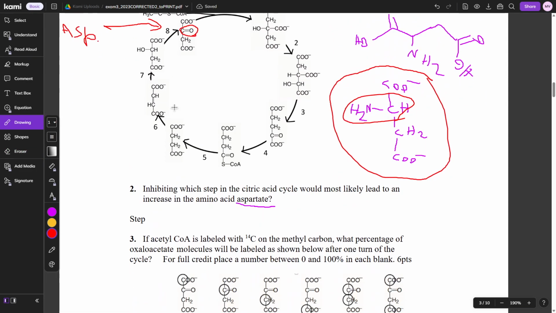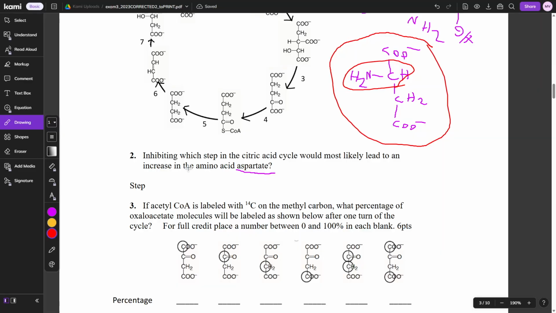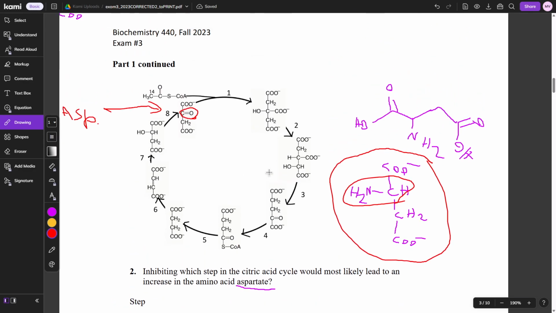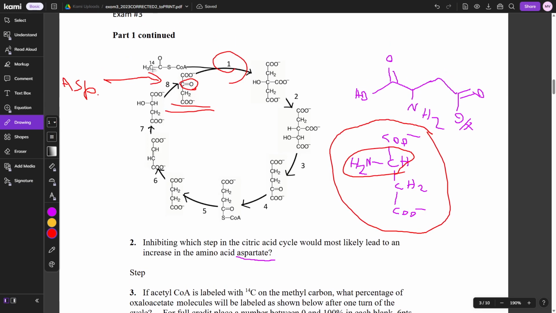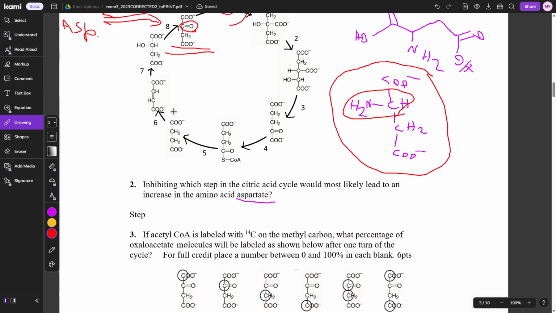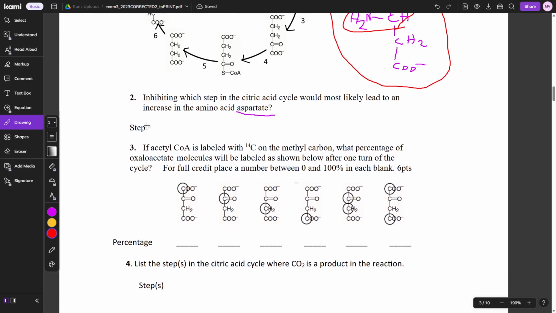So if I was to say what step, I would just say step inhibiting which step would most likely lead to an increase in the amino acid aspartate. I'd probably say if you inhibited this, because that would lead to a buildup of that, and then this can go in this direction as well. But they'd have to give you a little bit more information, like I said. So if that didn't make any sense at all, don't worry. They'd have to specify a bit more. So I'd expect it to be step one.